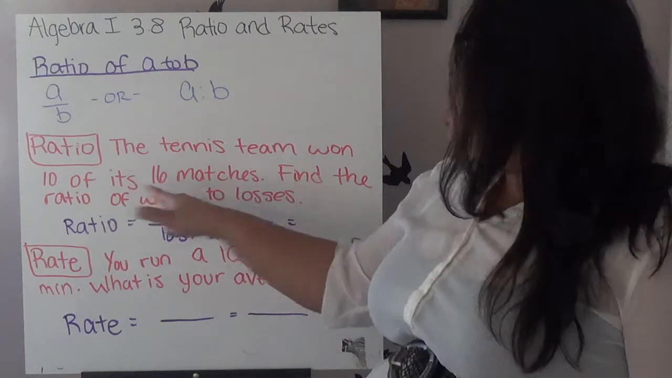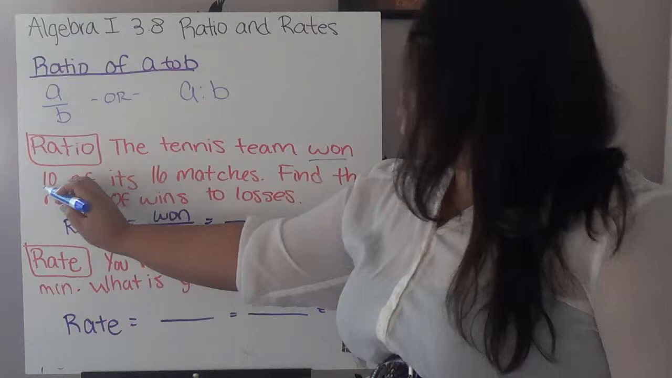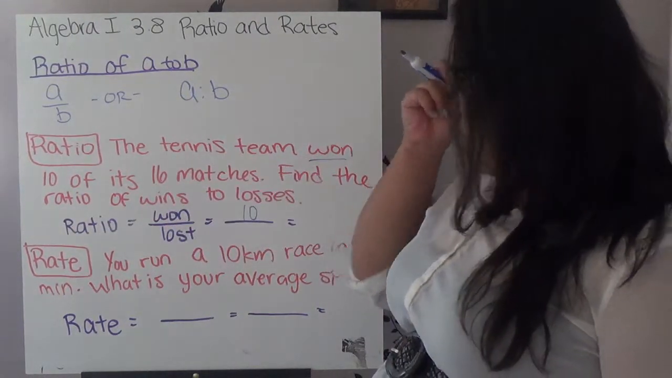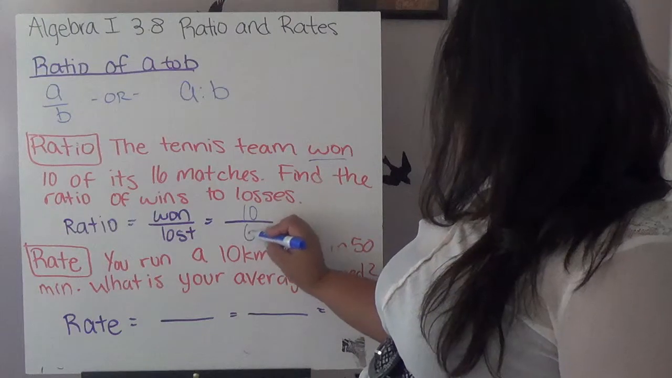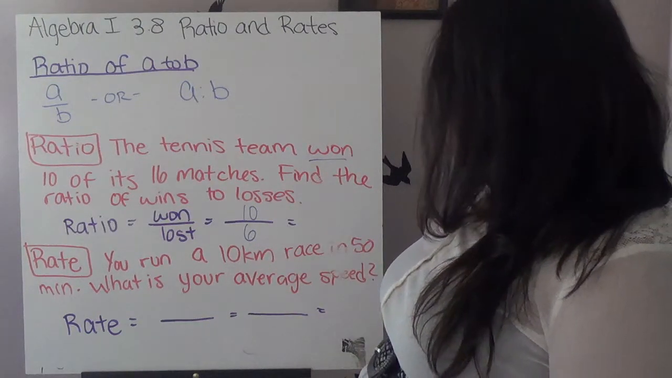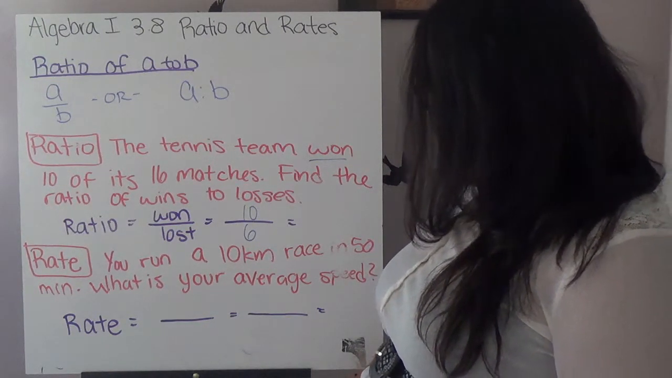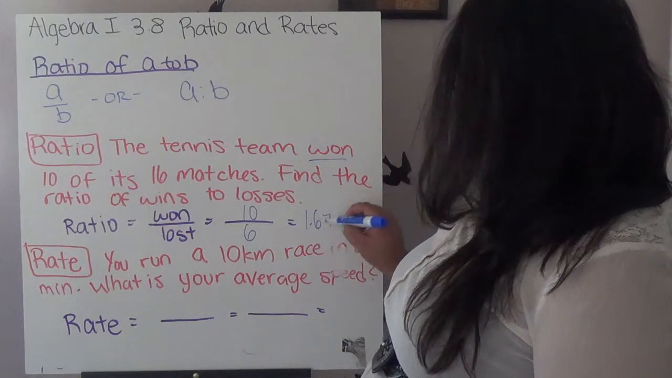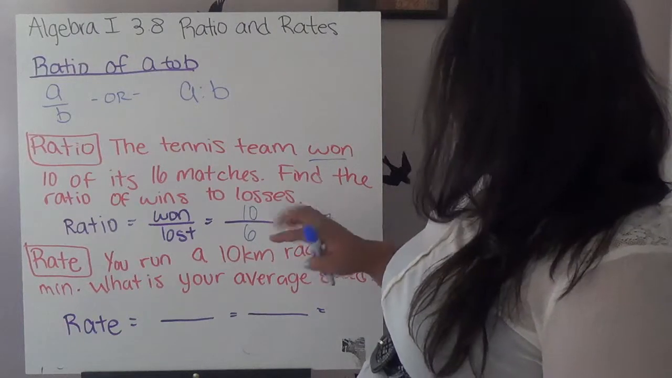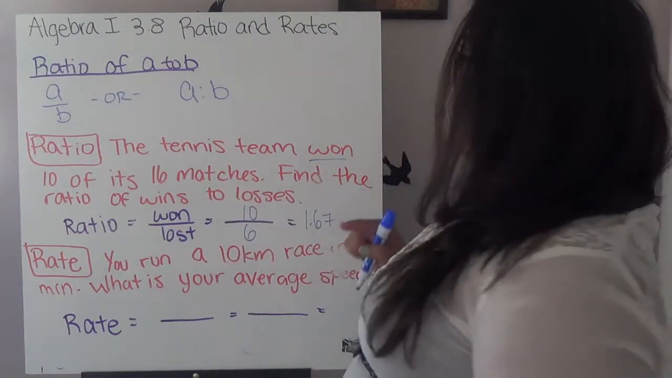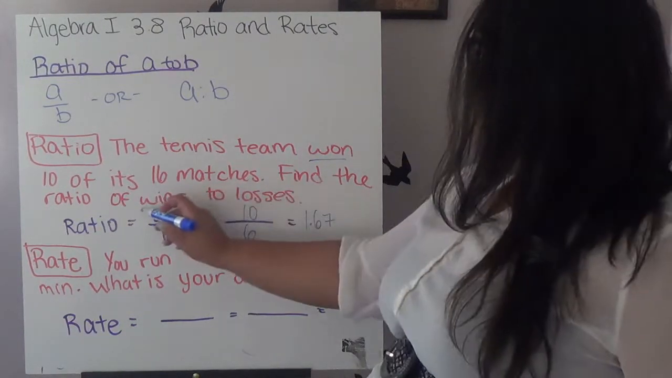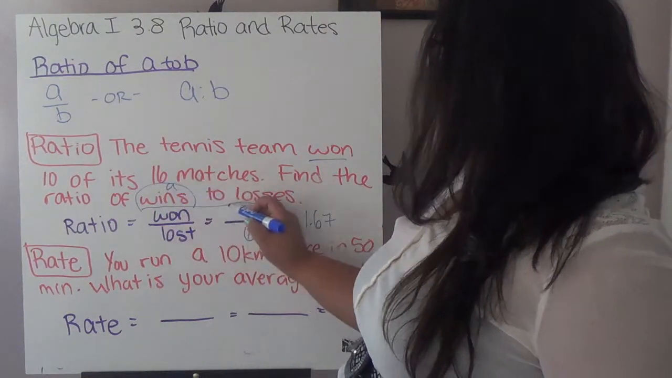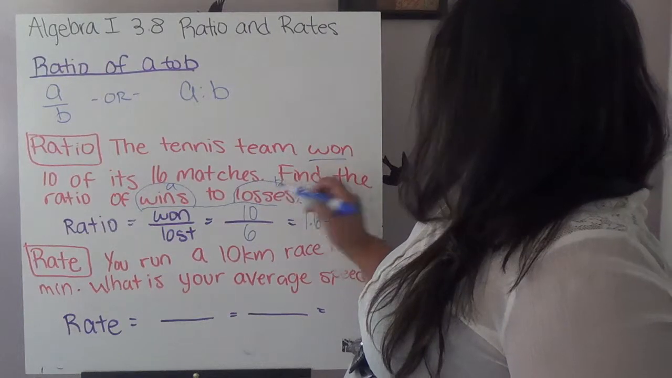So it won 10 of its games. If there's a total of 16, then that means it lost 6. So the ratio is 10 over 6, which is 1.67. But if it was from losses to wins, then it would be 0.6. So it just matters how they say it. This is your first number, your A, and this is your second number, your B.